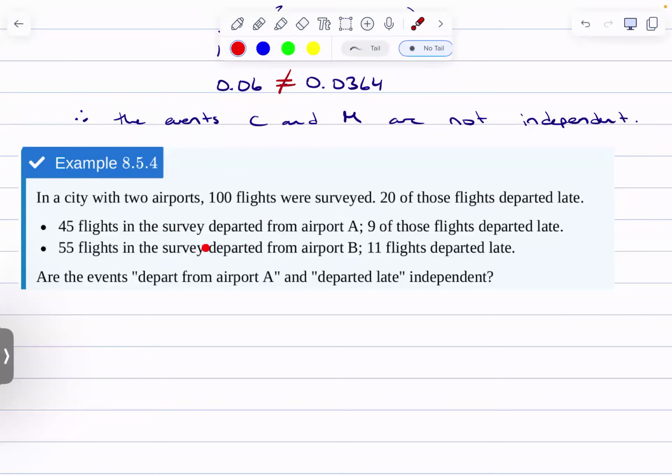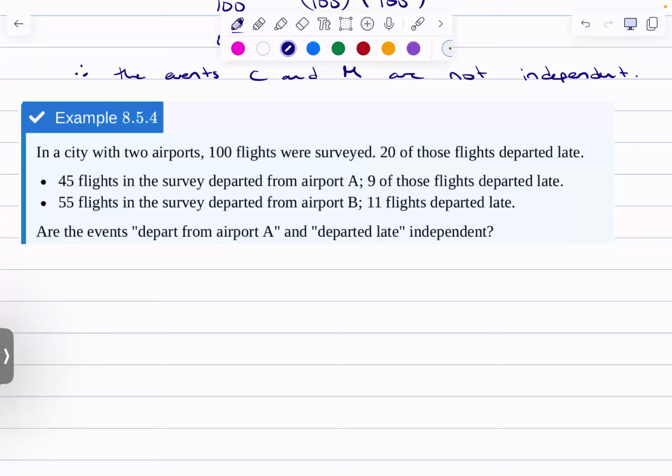And then 55 flights in the survey departed from airport B. So 11 flights of those 55 departed late. Of course, 45 and 55 makes 100, and 9 and 11 makes 20, right? And so here we've got our broader information, and then here we've got our airport specific information. Now, what we want to know is, are the events depart from airport A and departed late independent?